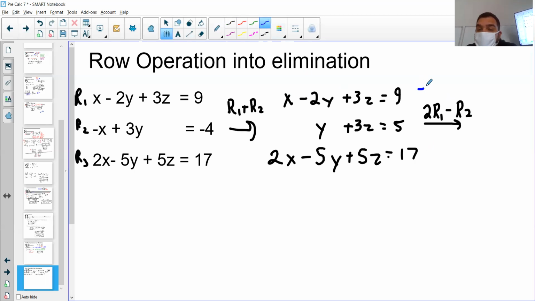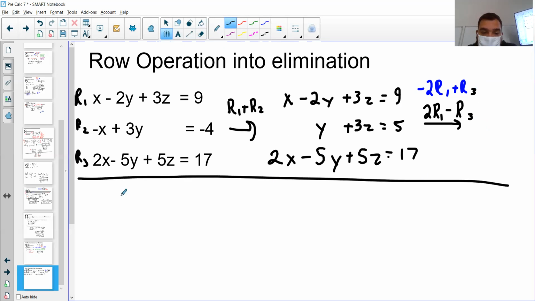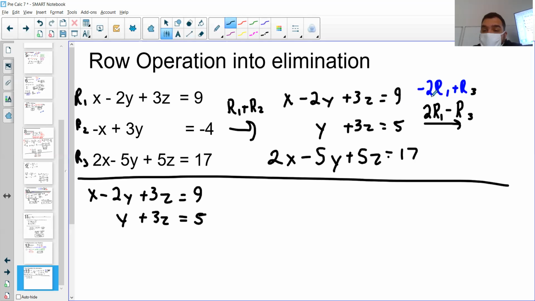An alternate version, if you're more used to that, is negative 2 row 1 plus row 2. And this is going to make a row, I'm sorry, I said row 2, row 3. Because remember, we're trying to get the x's out of rows 2 and 3. So row 1 is still staying the same. Row 2 was not interacted with, so it's going to stay the same. Row 3 is now new.